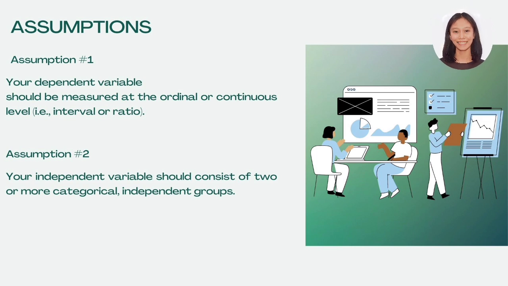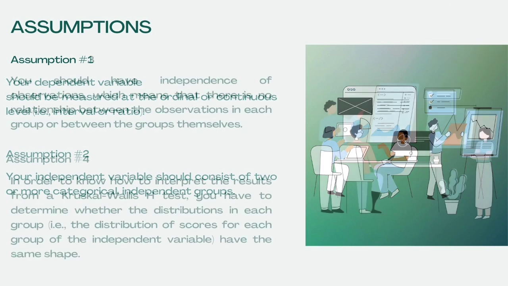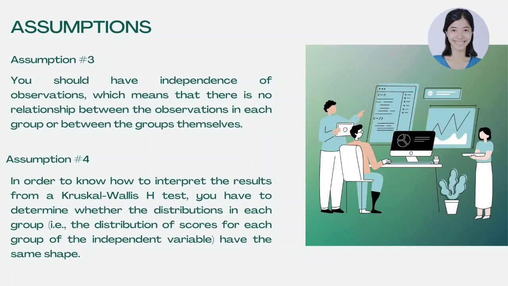Physical activity level: sedentary, low, moderate, and high. Profession, such as surgeon, doctor, nurse, dentist, therapist, and so forth. I will continue with the two remaining assumptions of the Kruskal-Wallis test. There are two remaining assumptions for the Kruskal-Wallis test. These are assumption number 3 and assumption number 4.